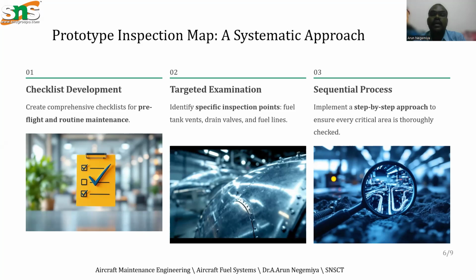The second one is the targeted examination. In the targeted examination, they inspect the fuel lines, drain valves, and fuel tank vents. If there are any problems, they will be found in the targeted examination. Certainly, the particular part will be replaced by a new one. Next one is the sequential process. In that sequential process, each and every part should be checked and thoroughly monitored in these cases.